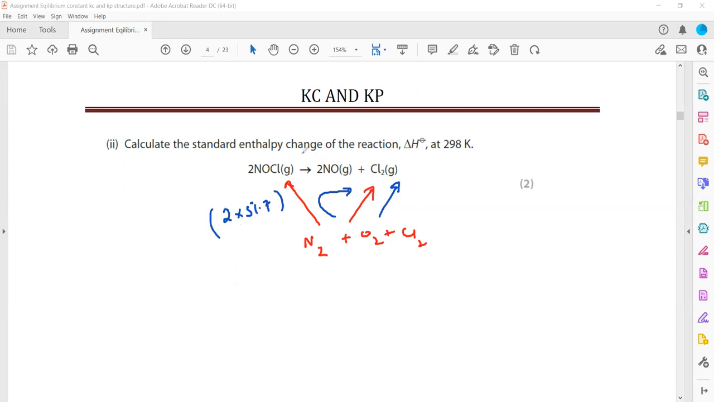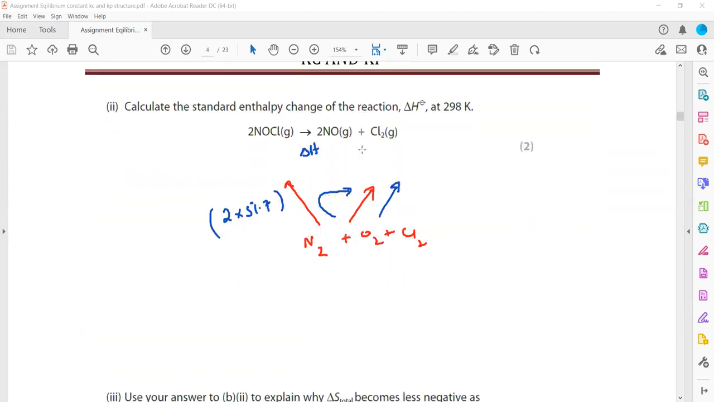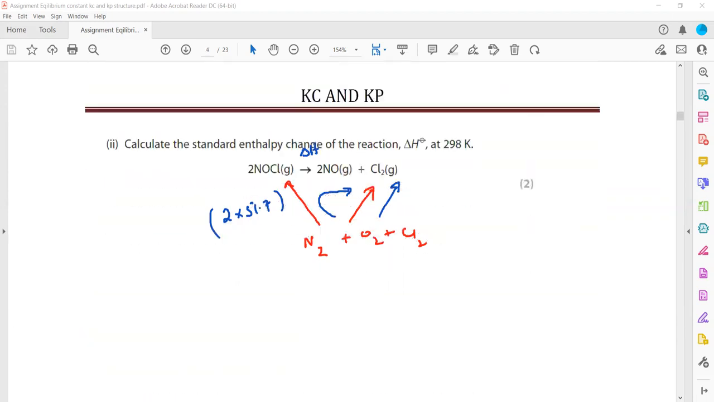Then the enthalpy change of this reaction we are defining, and when 2 moles of NO are formed and 1 mole of chlorine, if 2 moles of NO are formed, so that is 90.5.